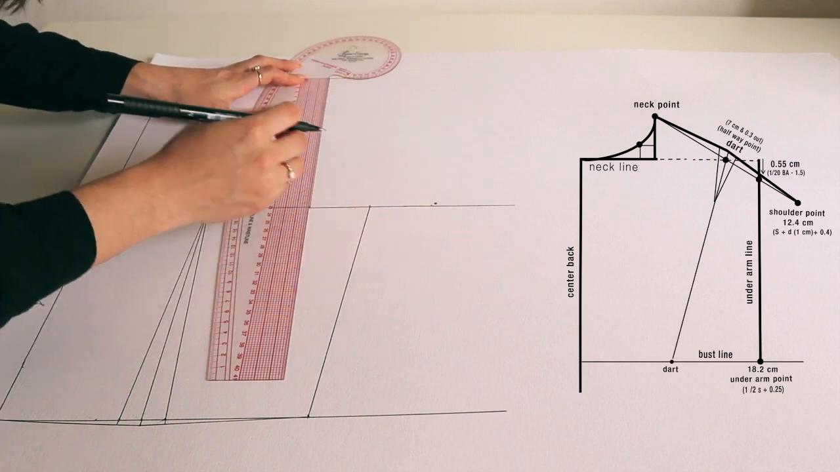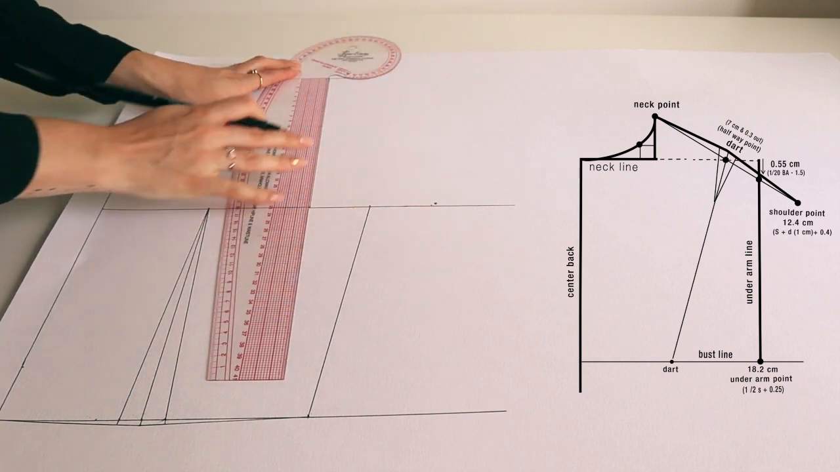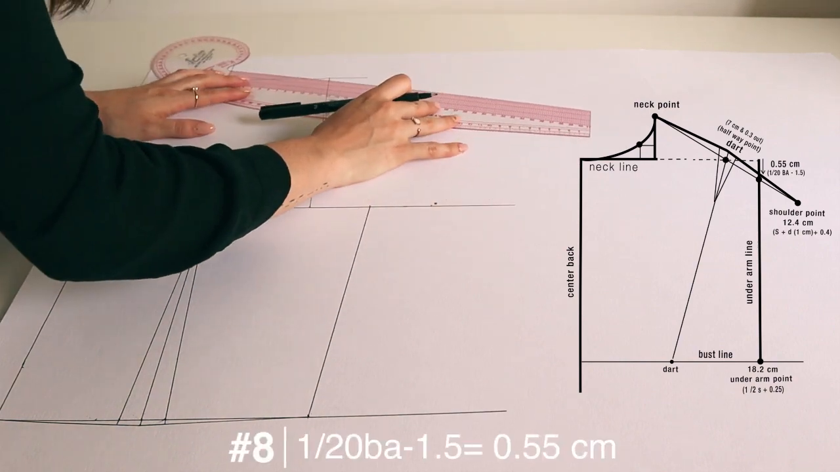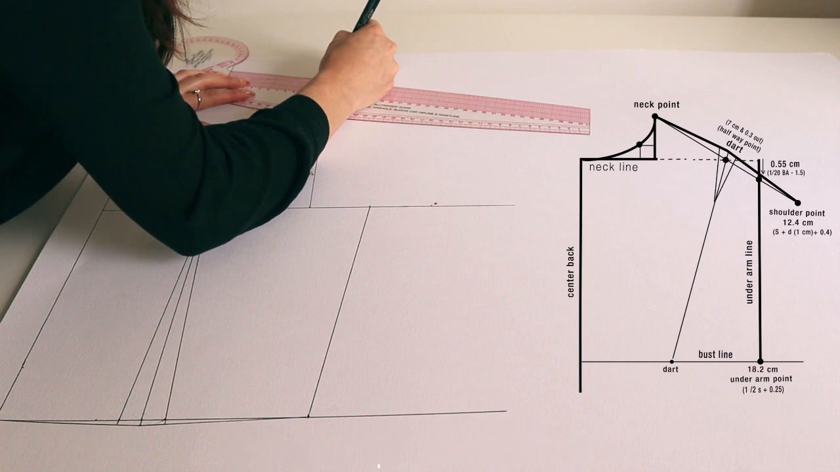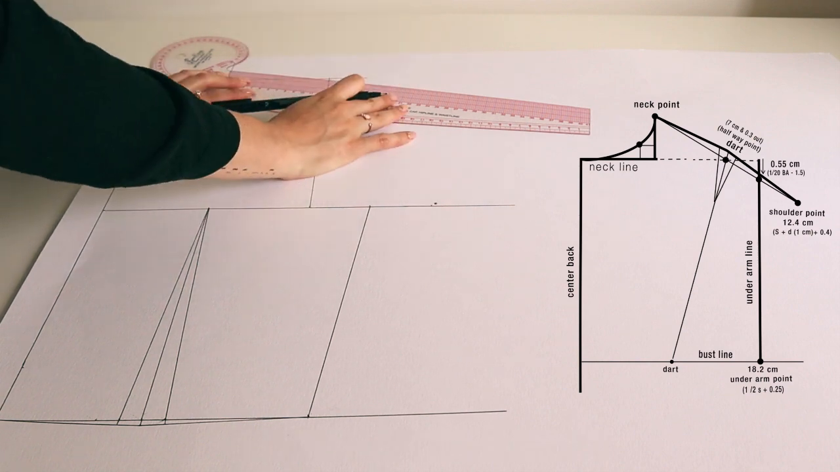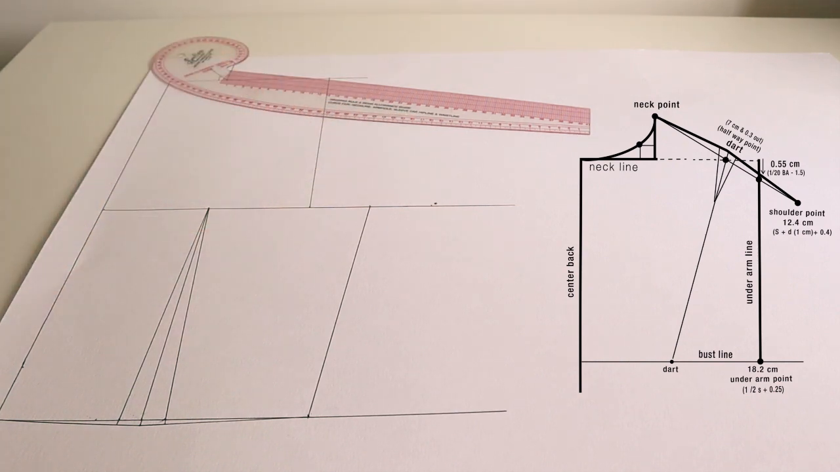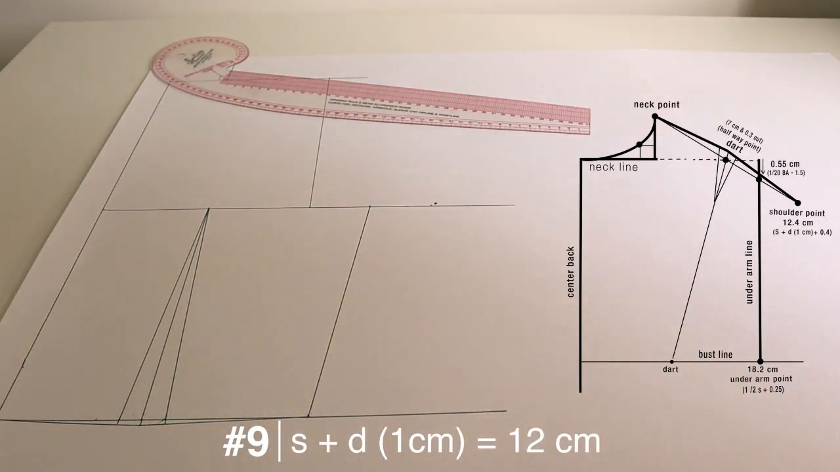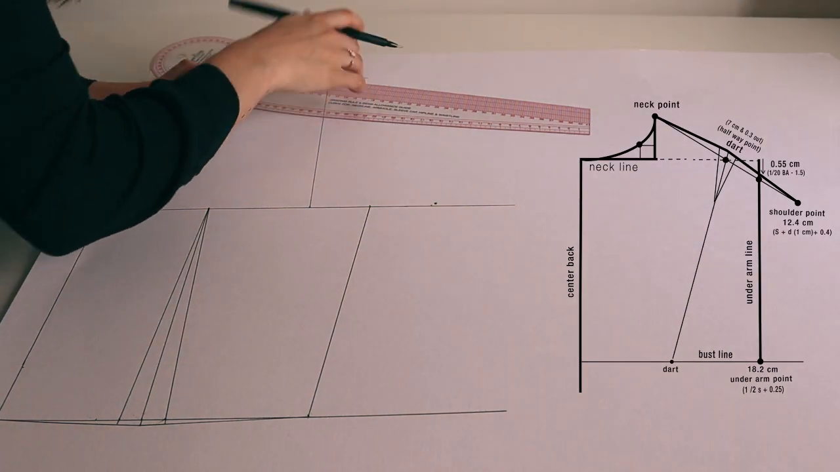So where these 2 lines meet, from the top, we're going to measure 1/20 of BA minus 1.5 centimeters. In my case, it came up to 0.55 centimeters. Go ahead and connect that new point to the neck point, and on this new line, we're going to measure a shoulder measurement plus the dart, which is in this case 1 centimeter. So in my case, it came up to 12 centimeters. This will be your shoulder point.